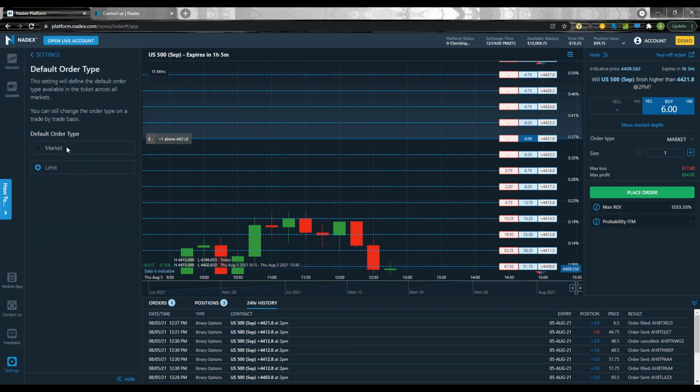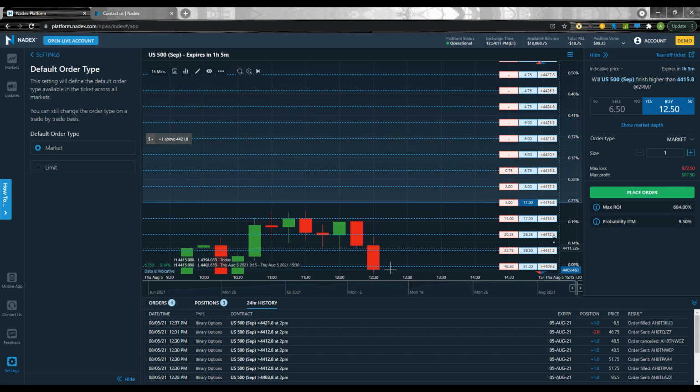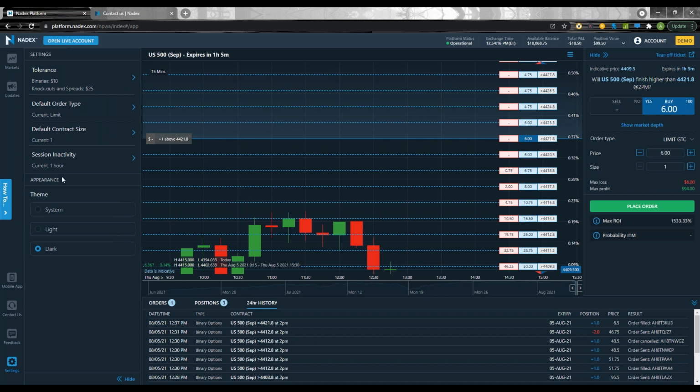Default order type here. You can choose market or limit. I like limit. Market's going to be the default when you first get in. It's really personal preference in how you trade, but it just means that whenever you click on a new contract, if you have market set, it'll bring up market. If you have limit set, it'll bring up limit.